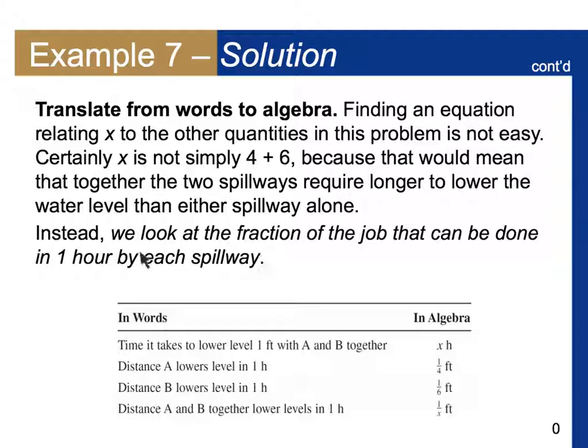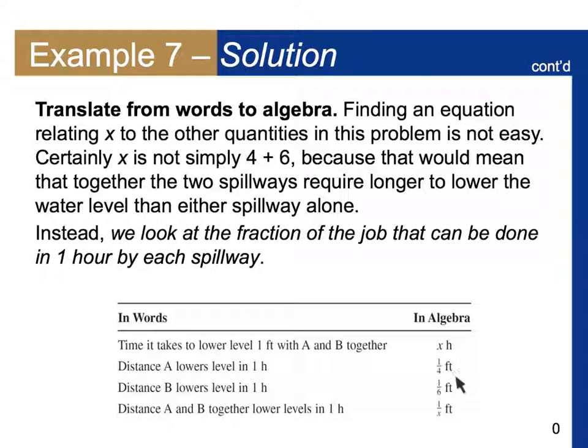Instead, we look at the fraction of the job that can be done in 1 hour by each spillway. The time together is our unknown, x. But look at A. A takes 4 hours, so in 1 hour it lowers the level by 1/4 foot. And B, because it takes 6 hours, lowers it by 1/6 of a foot in 1 hour.